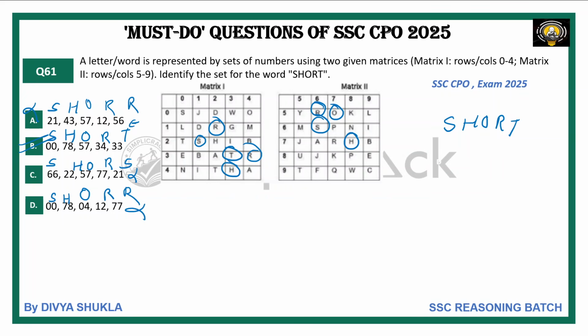Okay, I hope this is clear. So how to solve this type of matrix question? Just use the options to solve. First, always the first number is this one and the second number is this one. So one by one match.